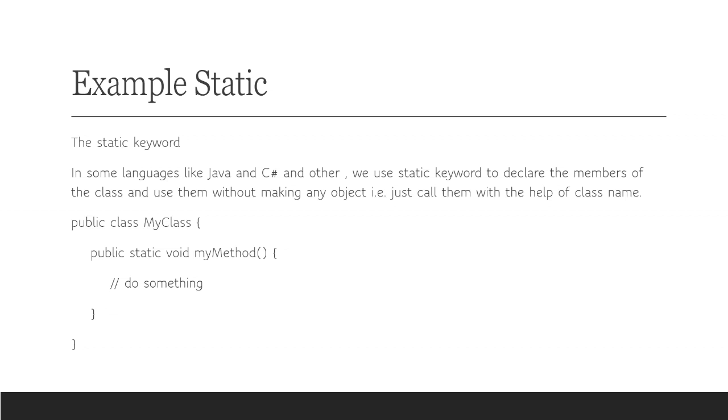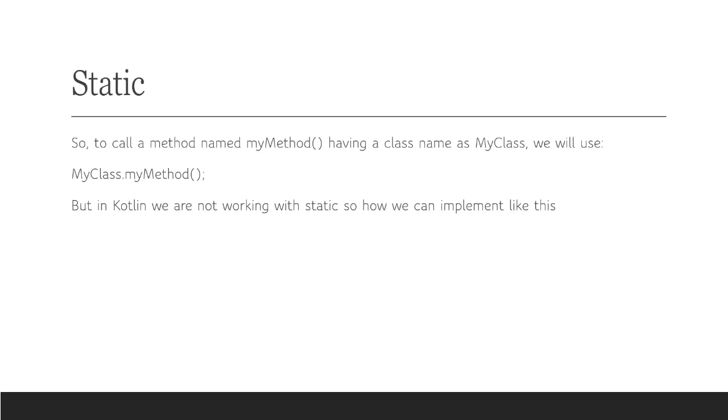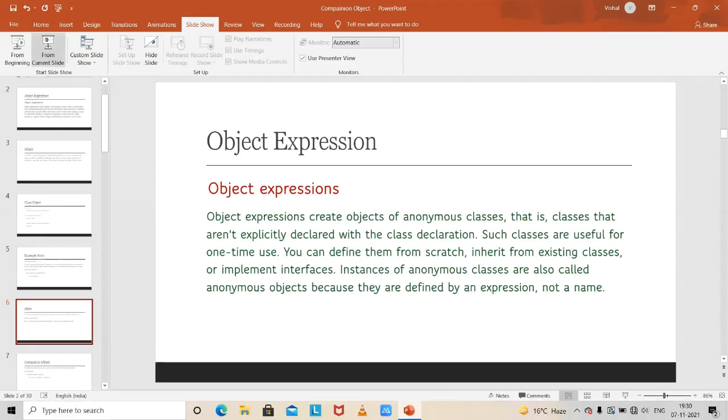So in some languages, like Java or C and others, we can use the static keyword to declare the members of the class and use them without making an object, and just call them with the help of the class name. So you have a class and you can call that method. If you make that static, you call the method named my method with the class name my class.